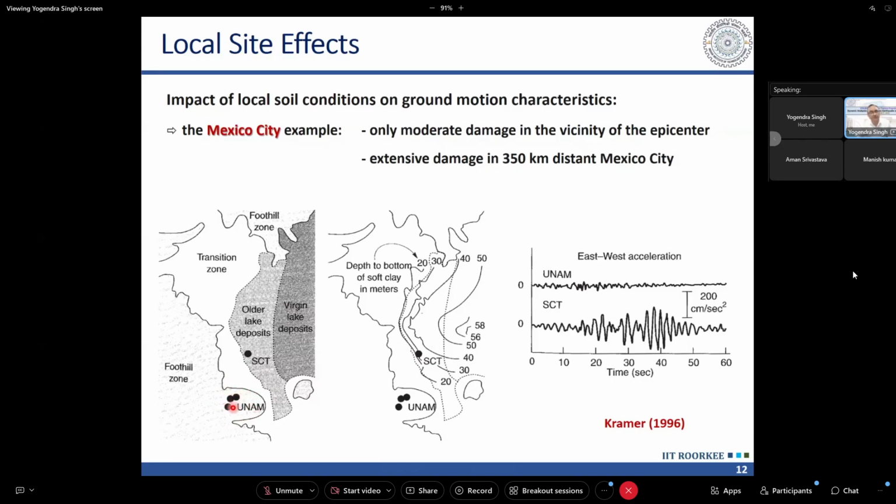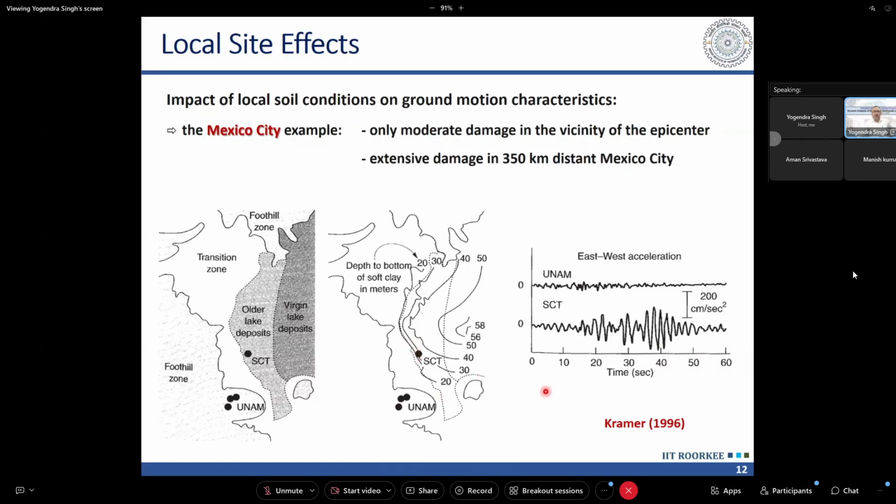So where rock is available at the surface, we can see that there is no effect of the soil. Whatever we are getting is the vibration of the rock itself. Here, the depth of the soil deposits is roughly 30 meters. So this 30-meter deep soil deposit is there, and the records of these two are shown here. Whereas in UNAM, the record was this. It got amplified at SCT, but still we can see the amplification is not that much. It is not so alarming. So this amplification took place because of the soil layers.